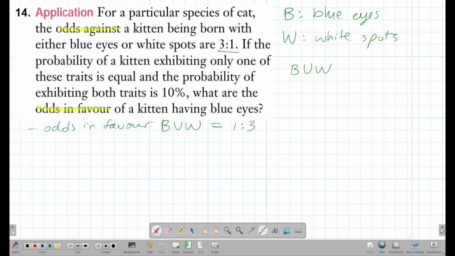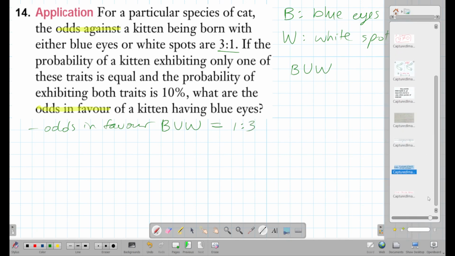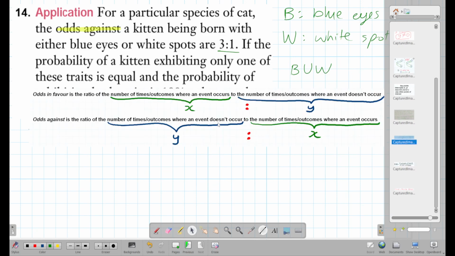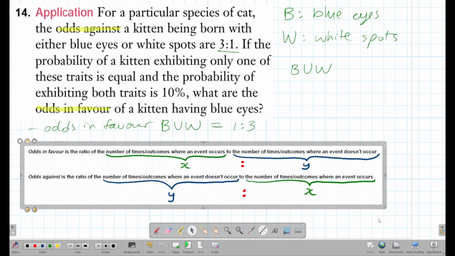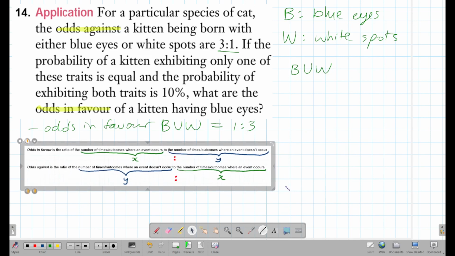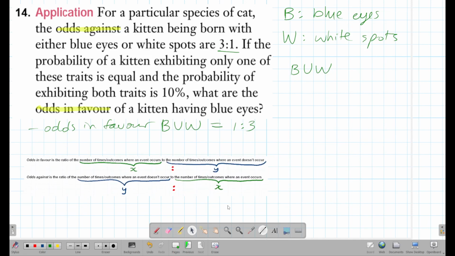We need to turn that into a probability. I'm going to remind you the definition of odds, and you can use this to turn odds into a probability via this handy formula. Basically the probability is going to be x over x plus y if you have odds in favor. I just turned it into odds in favor. So the probability of B union W is 1 over 4.